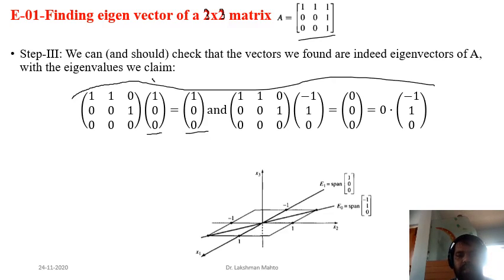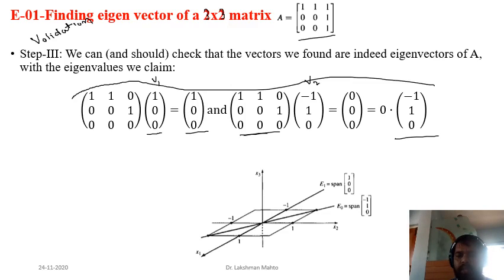We are calling it v1, and v2 is a basis of the second eigenspace E0, so that one is also an eigenvector. This is step 3, the validation or verification part. You can observe that if you multiply this matrix by this vector, you get the same vector. There is no change in the direction. Here it becomes 0. Why?